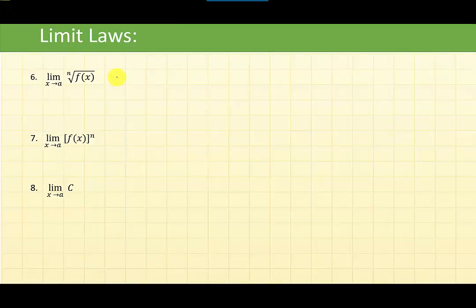There are some more limit laws. Here, the limit as x goes to a of the nth root of f of x is equal to the nth root of the limit as x approaches a of f of x. Now we know if n is even, the inside has to be positive to get a real number. Therefore, here we assume n is a positive integer.